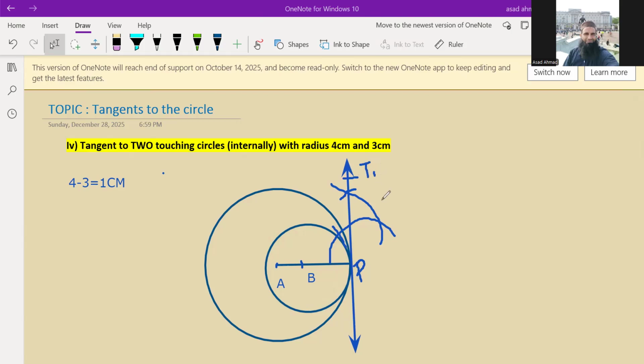So let's suppose this is T1, this is T2. So T1 to T2 is the common tangent to the two circles touching each other internally. So this is how you will be able to draw it. This is the topic of common tangents, or tangents to two circles touching internally. This is question number 9 from exercise 13.3, where circles are touching internally.